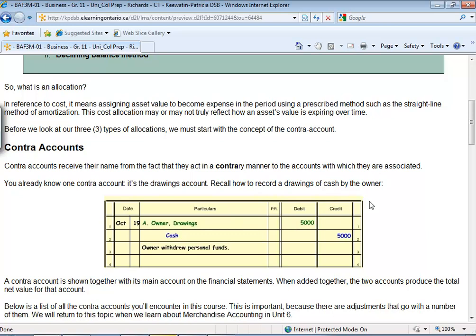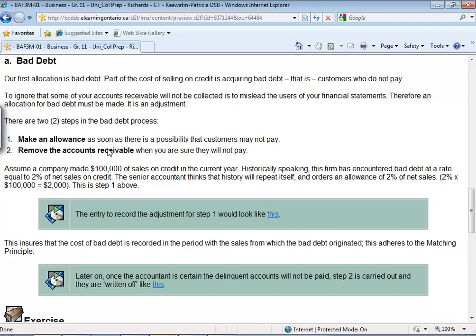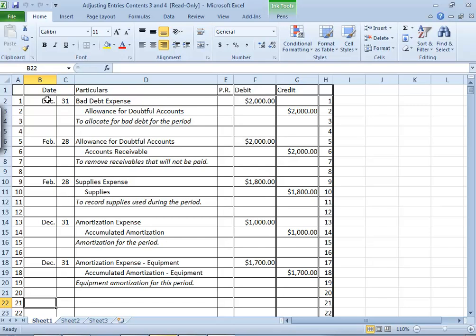So bad debts, here we go. There's really two steps to recording bad debts. As soon as you think that an account might not be collectible, the first step looks like this. Let's say on December 31st, and usually it's a certain percentage, 1% of all your accounts receivable or 2%. There'd be some kind of industry average that would let you say that we think we can't collect on this amount of debt.